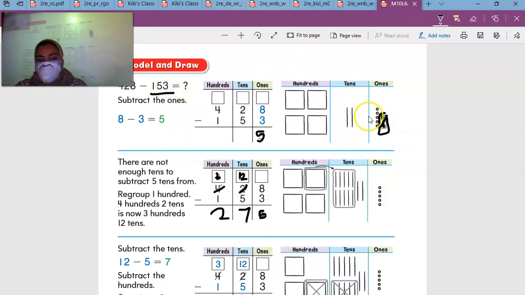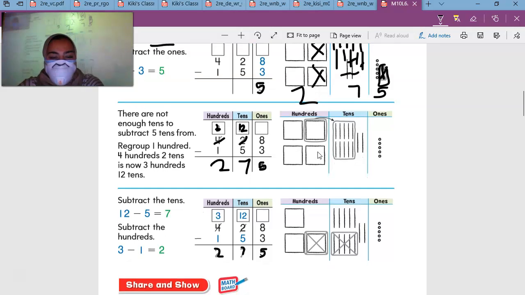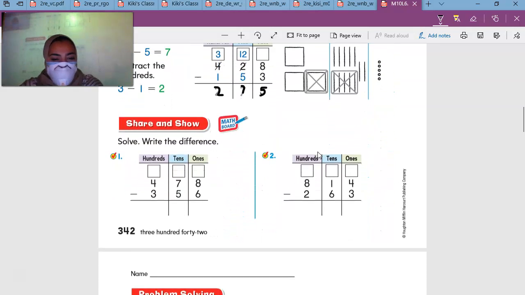Do I have 5 tens to take away here? No. So that's why they crossed this out and they made this into 10 tens, because 10 tens is the same as 100. 5, 6, 7, 8, 9, 10. Now I can take away 5 tens. 1, 2, 3, 4, 5. Now what do I have left? I have 5 tens left, and then I have 3 take away 1 more is 2. 275. You get the same answer. Okay? Some people find pictures easier. Some people find elevator, escalator easier.